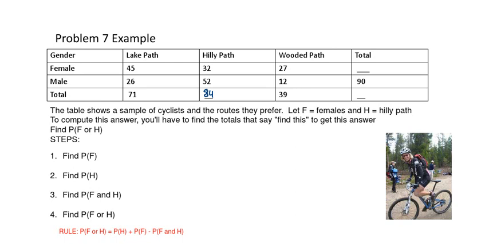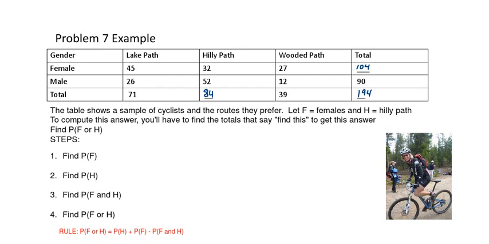The number of total females isn't given directly, but in effect it is, because we're just simply going to add our totals right here of 45, 32, and 27. When we add those up, we find there were a total of 104 female bikers. So our total, if we add horizontally or if we add vertically, should be the same. We have a total of 194 bikers in the entire tournament.